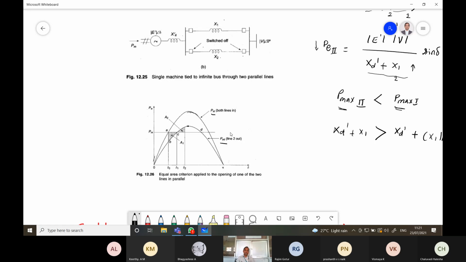So while line 2 is open, you will get this much amount of power. Power will be transferring from this end to this end. The only thing is, how much power will be transferred? In the second case that will be less compared to the first case.